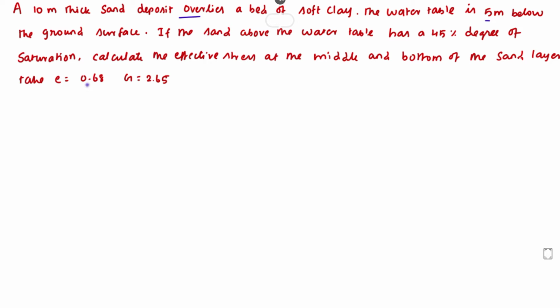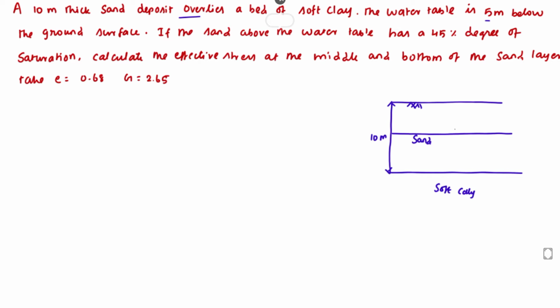Take the void ratio e equal to 0.68 and specific gravity G equal to 2.65. Okay, so now we can draw the layers. So 10-meter thickness, the sand layer. The sand layer overlays the soft clay. Here is the soft clay, here is the sand layer. This is the ground surface. From the ground surface, 5 meters below, there is a water table. Here is the water table, so here is 5 meters, here is 5 meters.